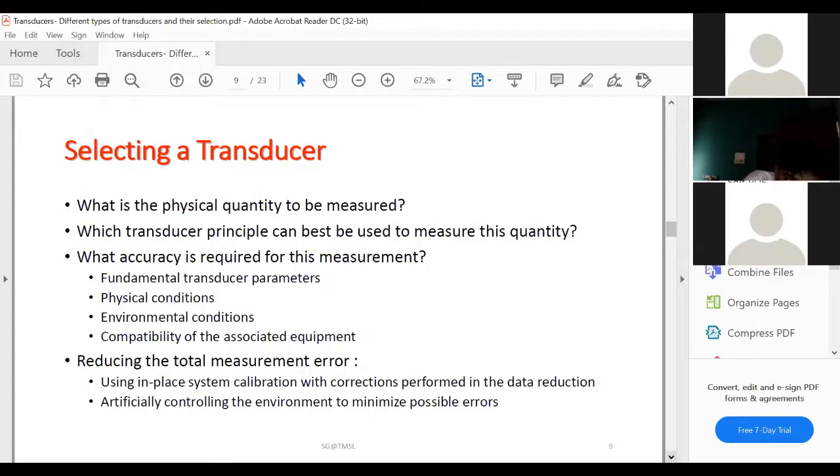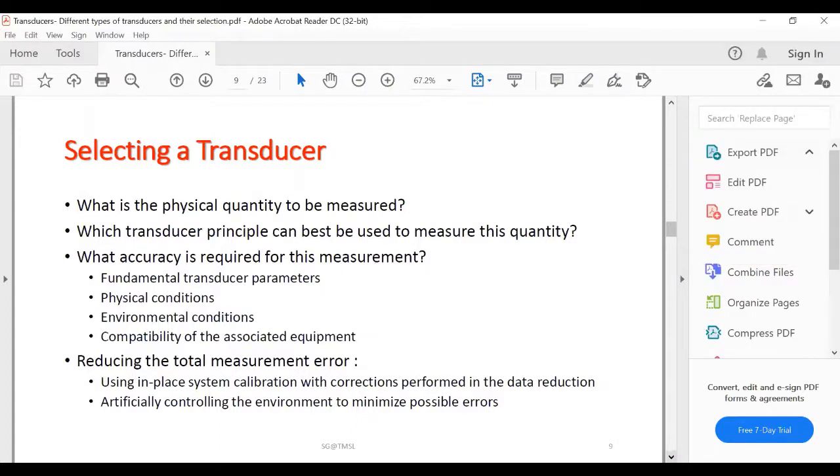Next is what accuracy is required for that particular measurement. Fundamental transducer parameters must be defined, different physical conditions and environmental conditions must be taken into consideration, and the compatibility of the associated equipment, because you need to connect it with some recording or measuring device. So you must be sure of the compatibility of that equipment with your transducer.